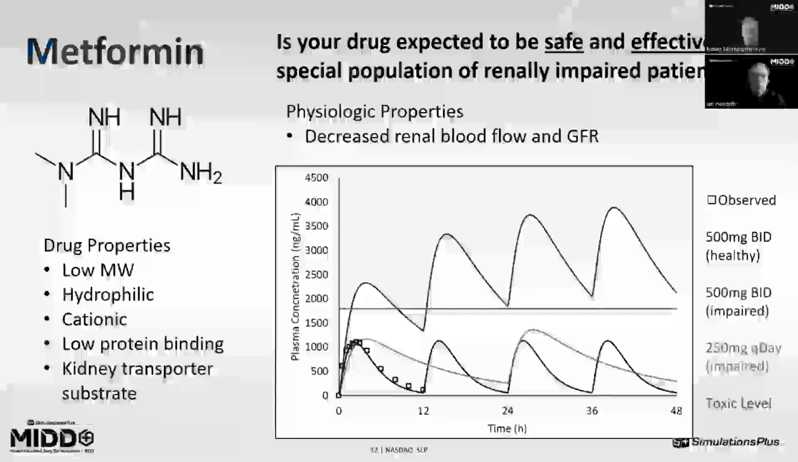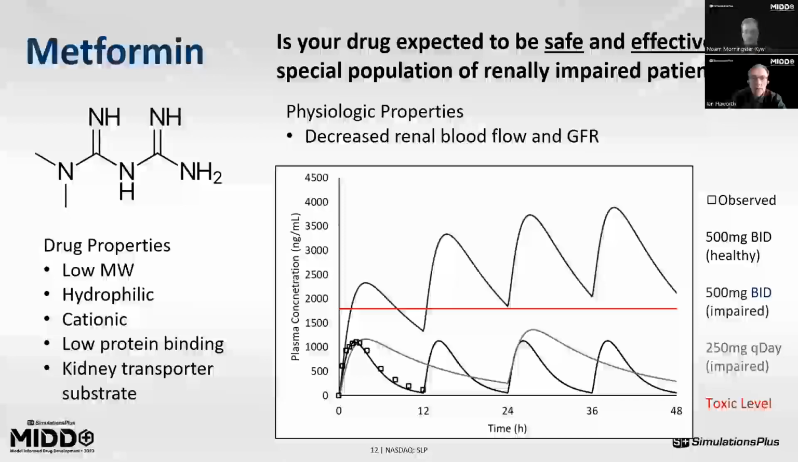So to give some examples of these group projects, first I want to talk about that metformin prompt. And I'd like to note that this is the students' work. We're presenting it here, but this is all based on their project that they accomplished in the class. So this question is asking if metformin is going to be safe and effective in a renally impaired patient. Right, metformin is a small, hydrophilic, mostly cationic at physiologic pH drug. It has low protein binding, is a kidney transporter substrate, and like we already discussed, it's almost exclusively renally cleared. So this is very relevant to patients with renal impairment.